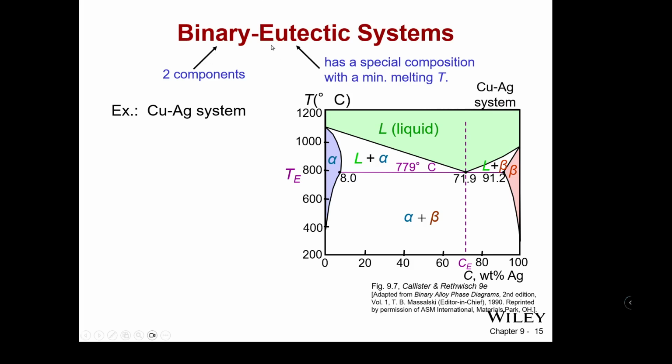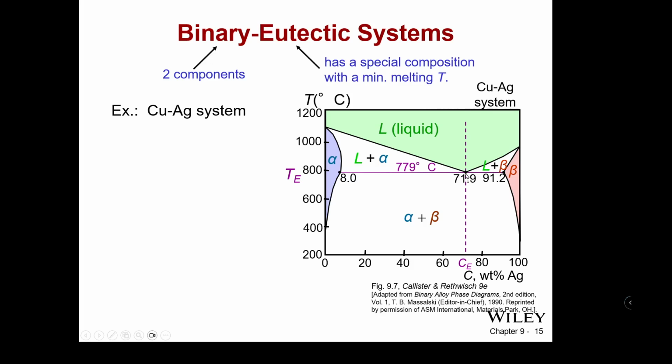So a binary system meaning two components. Eutectic meaning it has a composition at which there's a minimized melting temperature to reach the liquid phase. So anytime you see this, you're going to have a eutectic or a eutectoid point we'll get to later. For now, we're going to say this is the eutectic point.